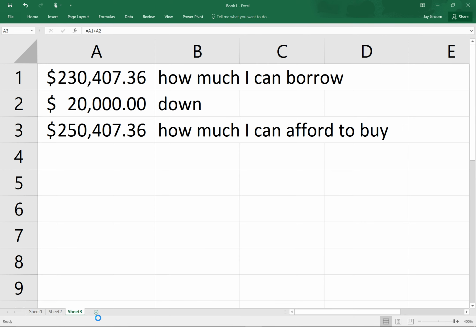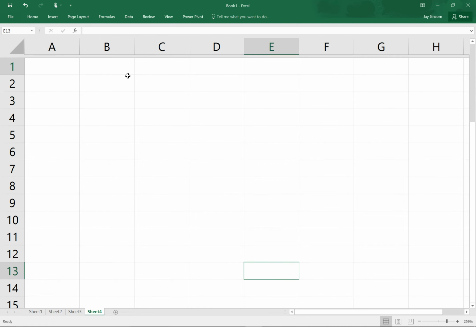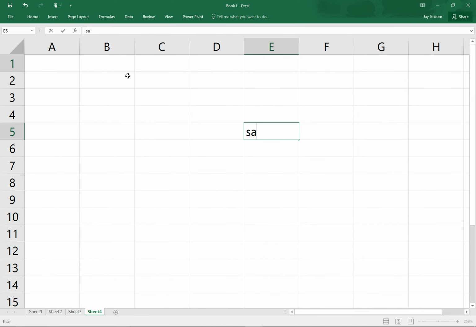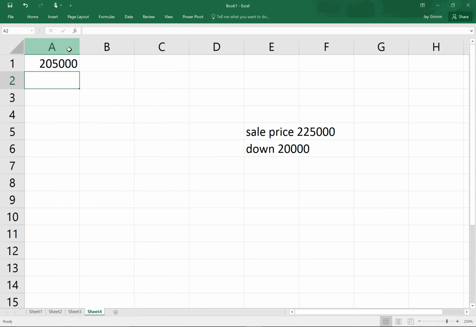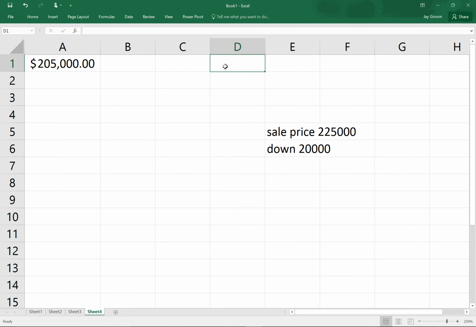So let's try this one. If the sale price, and I'll just write it over here somewhere out of the way, sale price $225, and I put the down of 20. If I subtract those, then I will find that I'm going to be borrowing $205. There it is. And so now what I can do is go in there and finish filling this out.